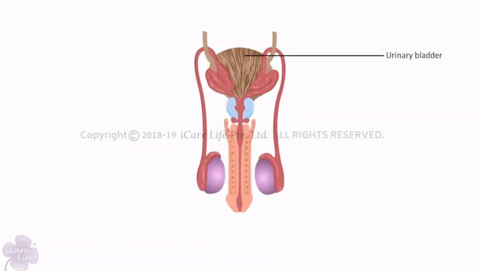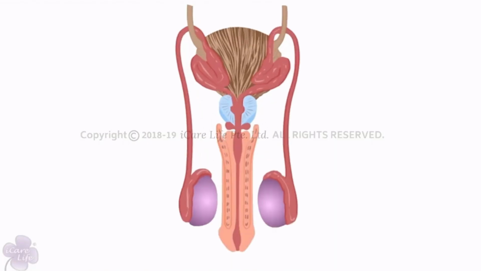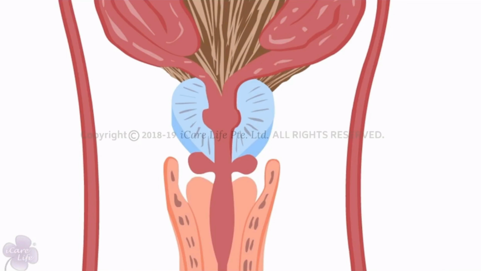Near the base of the urinary bladder, there are sac-like pouches known as seminal vesicles. The seminal vesicles produce the semen, a grey liquid. On the other side, the seminal vesicles are connected to the ejaculatory ducts. The ejaculatory ducts pass through the prostate gland. Prostate gland secretes fluids which nourish the sperm.